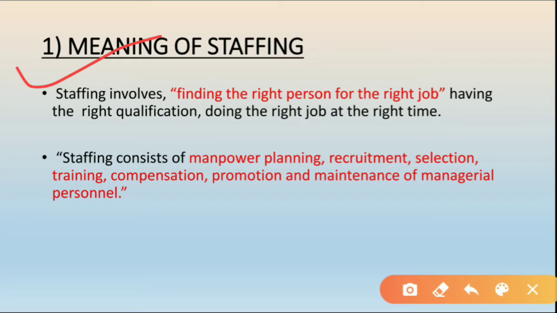What is staffing? We can say staffing is the function of the manager. It is the third function of the manager. It comes after planning and organizing. Planning, organizing and staffing. Staffing means finding the right person for the right job. It is very necessary to find the right person for the right job. Staffing is a process which includes various steps. The person is selected through various steps, and what are those? Manpower planning, recruitment, selection, training, compensation, promotion, and maintenance of managerial personnel. All these steps are included in staffing.